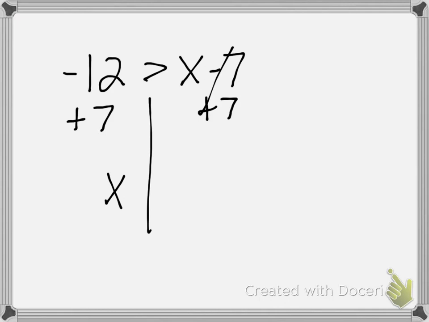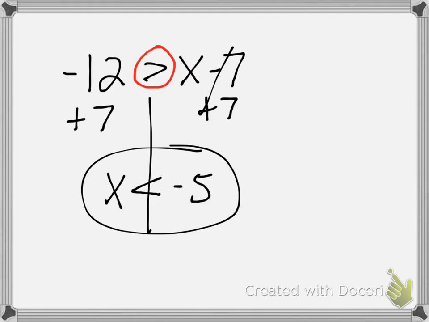What you have to be careful of, so I'm going to change colors real quick: in this sign, the pointy end is toward the x. So when you rewrite this, since I moved sides, I still have to have the pointy end toward the x. The pointy end was toward the x, so I have to leave the pointy end toward the x. Now we just solve negative 12 plus 7, which is negative 5. That would be our solution. If you need anything from that one, go ahead and pause the video.